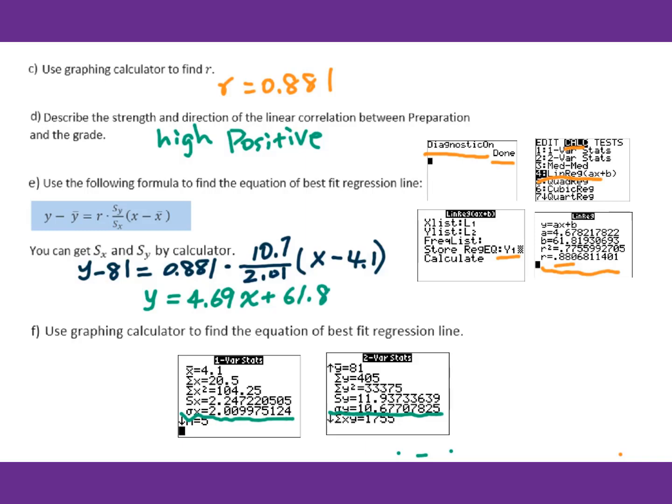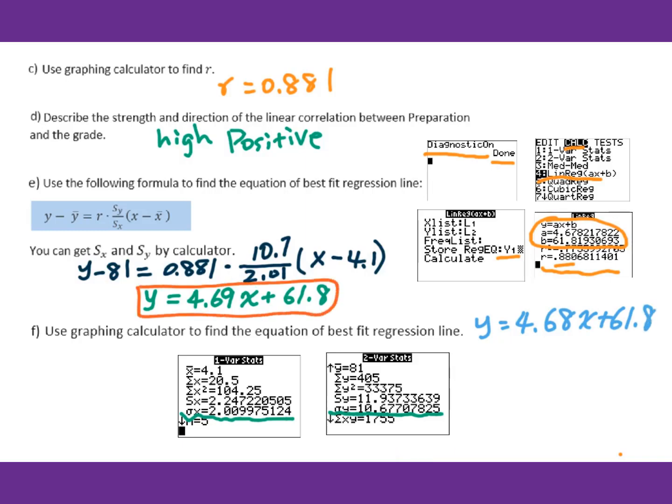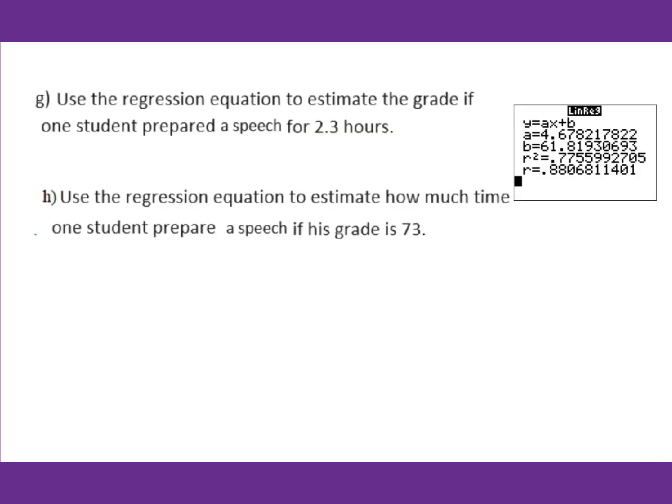For F, use the graphing calculator to find the equation of a best fit regression line. It's given from here. You will see Y equals 4.68X plus 61.8. You could see these two regression lines are almost the same. Now let's go to J.